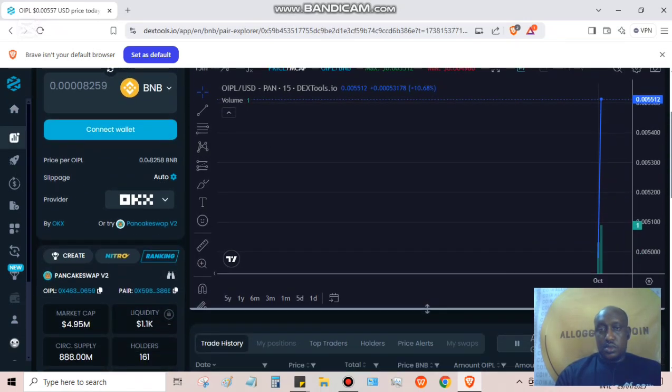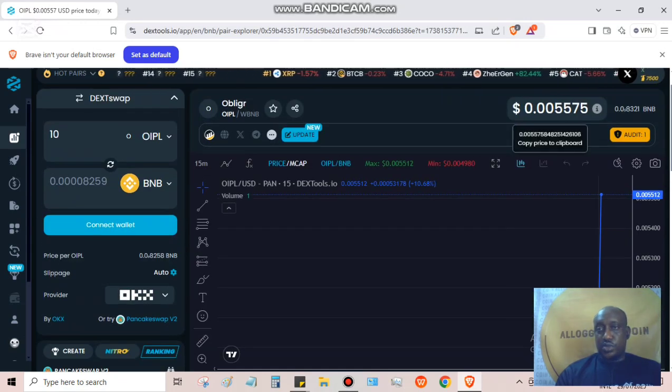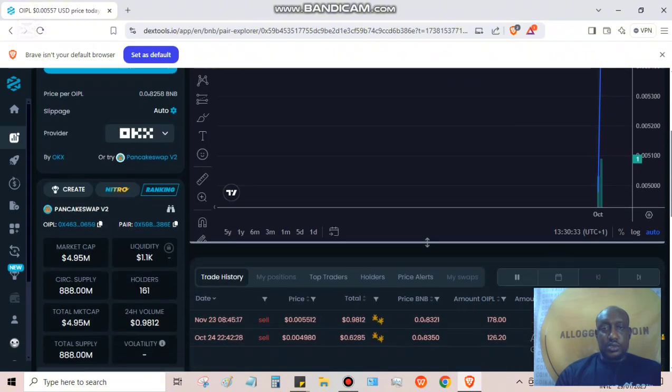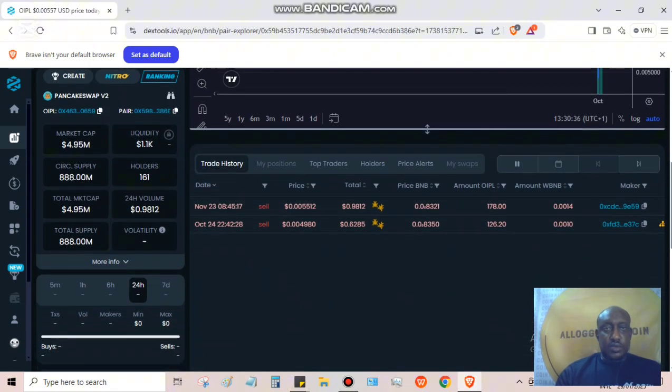So the coin currently has a price of 0.005575. Let's look at some important information on this side of the screen: the market cap, liquidity, and circulating supply. For those of you who always look at market cap, I'll do a video about it very soon, so that you avoid getting scammed because of market cap.